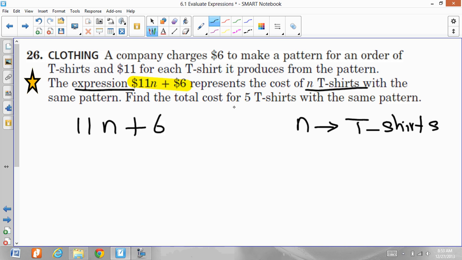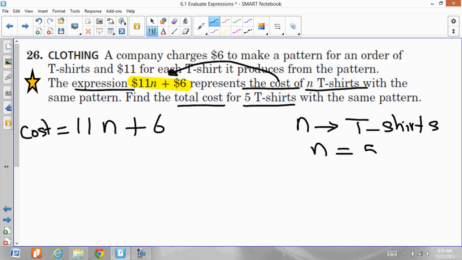And now let's read the question. They're asking you to find the total cost for 5 t-shirts. So the expression 11n plus 6 represents the cost. So now, once you find out the cost is this, and n stands for the t-shirts, they're asking you to find the total cost, which means they want you to find this for 5 t-shirts. So now n is 5. So all I'm going to do is replace n by 5.